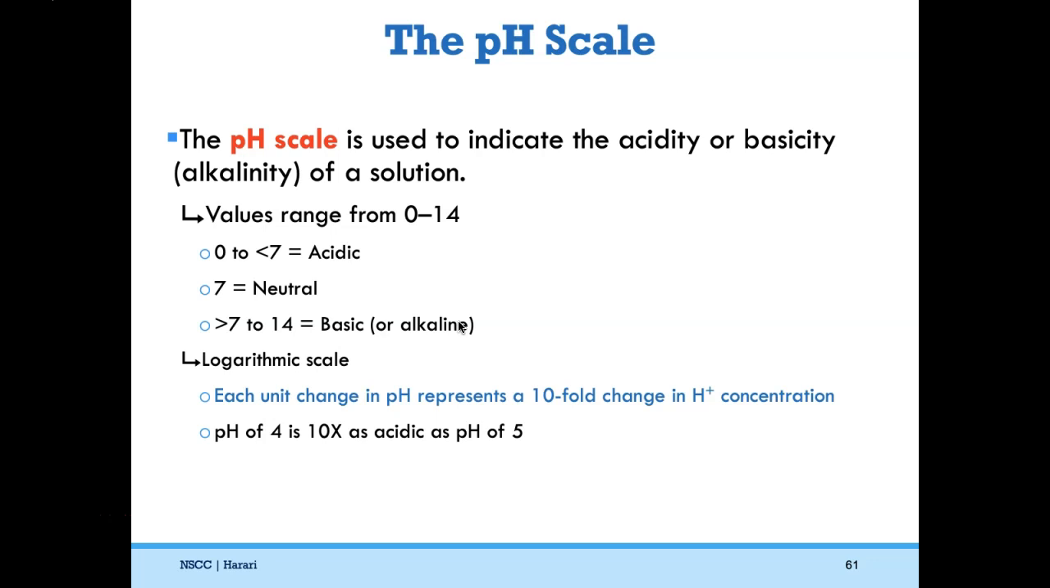So how much more acidic is a pH of 4 than a pH of 6? Think about that. It's 10 times 10, so it's 100. A pH of 4 is 100 times more acidic than a pH of 6. A solution of pH 6 is 100 times more basic than a solution of pH 4. Right? A pH of 10 is 100 times more basic than a pH of 8.